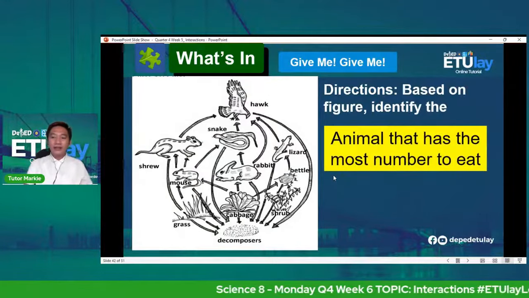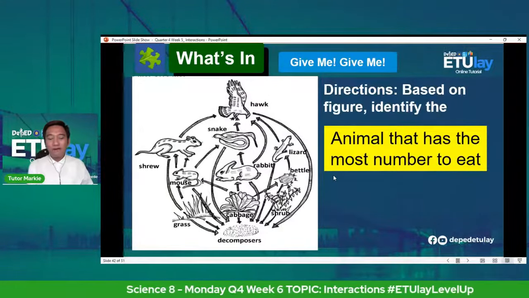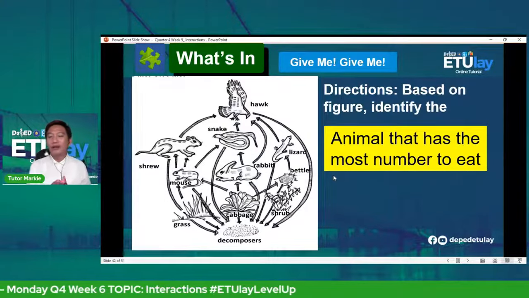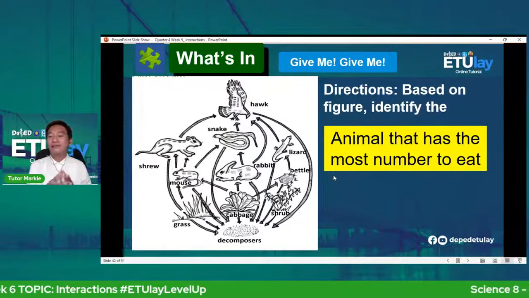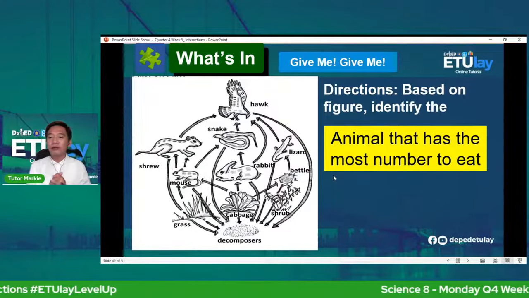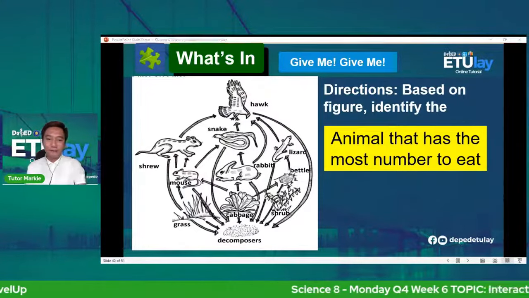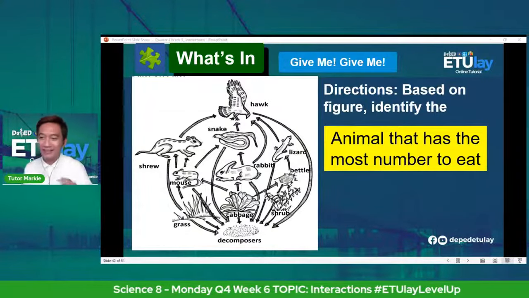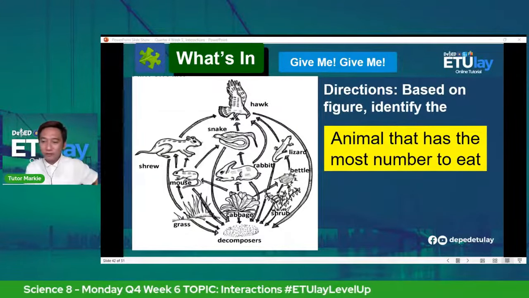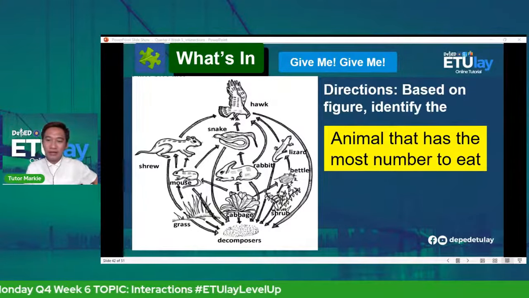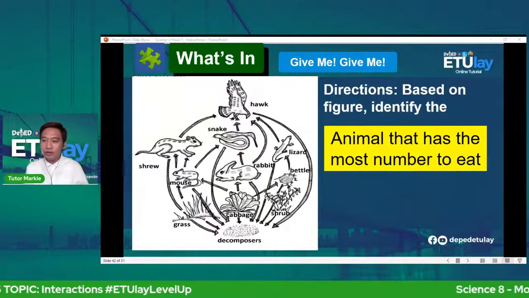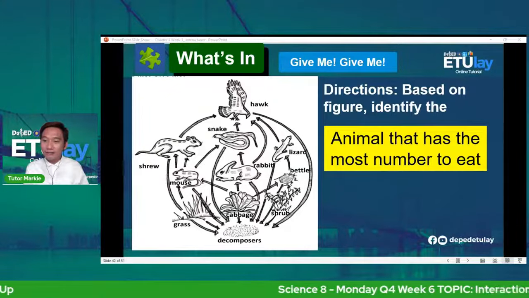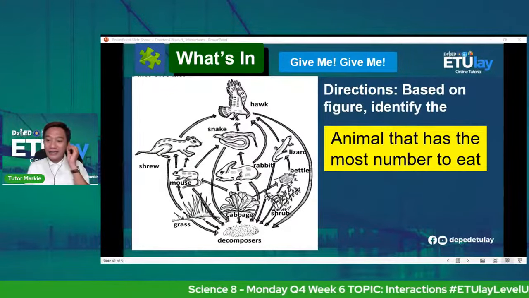Which one from the different animals that you can see has the most number to eat? Pinakamadaming animal na makakain. So ibig sabihin isa lang. We have here the answer of Janelle Cabilin, the hawk. Lorenzo, the hawk also. Lea De Vera, hawk.